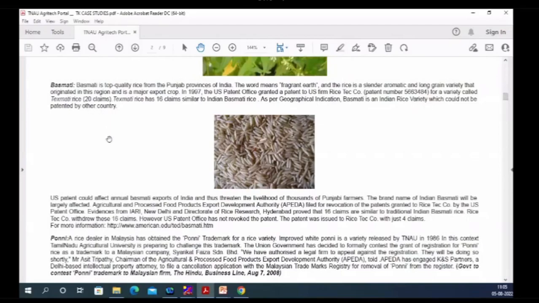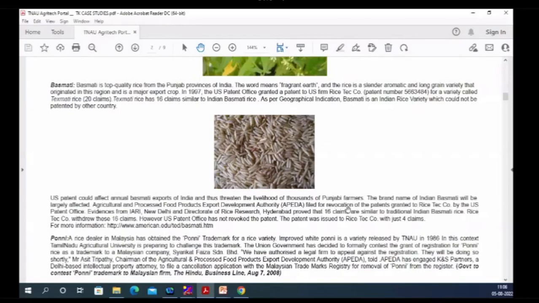So a US patent could affect basmati exports from India and threaten the livelihood of thousands of Punjabi farmers. When the patent is granted for Texmati, they will not import our Indian basmati, so it will threaten the livelihood of thousands of farmers. The brand name of Indian basmati will be largely affected. It is also true. So the Agriculture and Processed Food Products Export Development Authority filed for revocation.